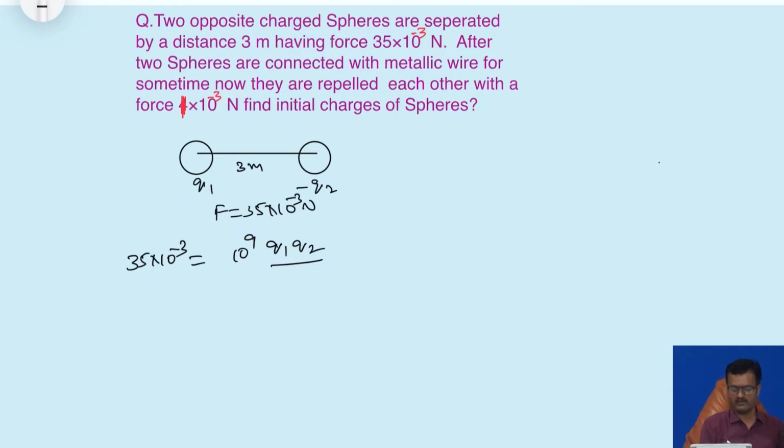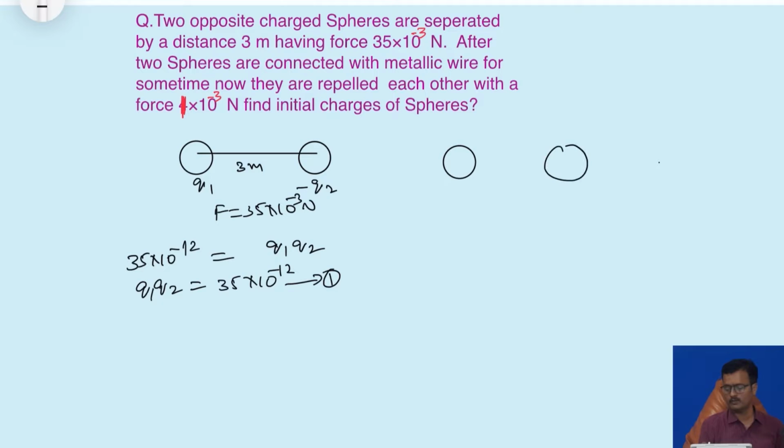Bring 10 power 9 toward this side, then it becomes denominator. Again 10 power 9 brought to the numerator, so it becomes 10 power minus 9. Minus 3 minus 9 is minus 12, so q1 q2 is equal to 35 into 10 power minus 12. This is equation 1.